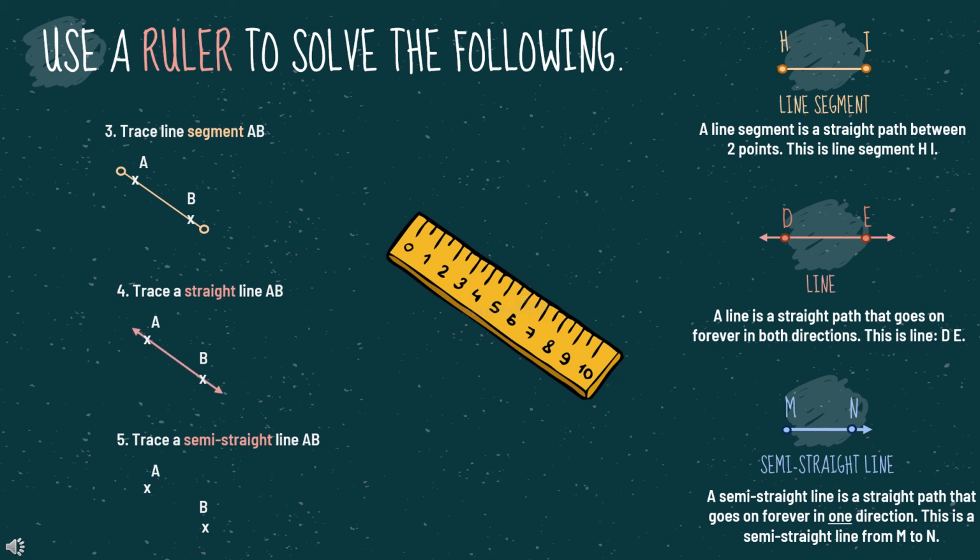Let's have a look at question 4. Can you see how the line is very straight and it has 2 arrows on either side? This is to show that it is a line. It goes on forever in both directions. Finally, question number 5. Can you see that the semi-straight line from A to B has an arrow on one side? This is to show that it goes on forever in one direction.